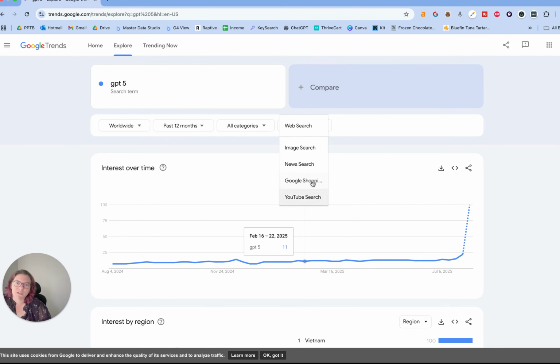We also over here have different ways that we can search. It'll default to web search, but we also have images, news, Google Shopping. Google Shopping is the one to look at for any sort of thing that's being sold, to see when it's trending for you to write content about it, to sell content or copies around it, or create social media stuff around it. But basically it means that it's kicking off and people are trying to buy that thing.